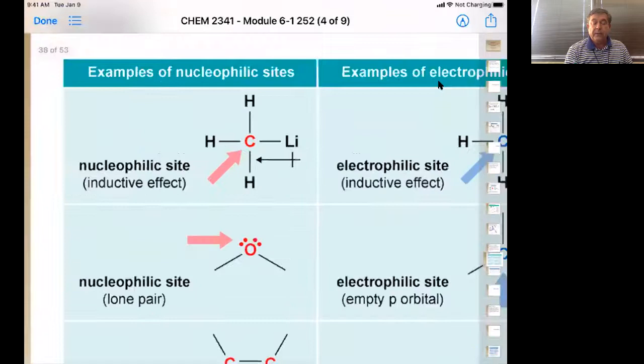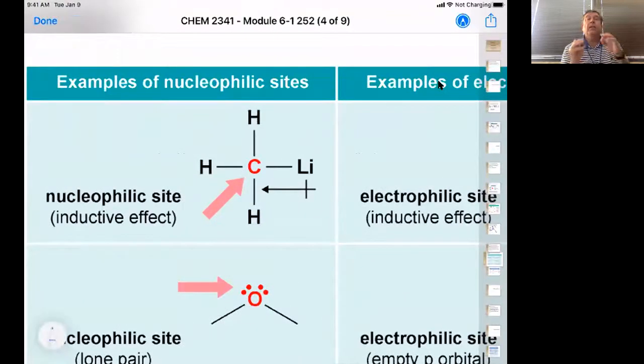Okay, so in the case of nucleophilic sites, we want to look for things that have more electron density or are having more of the electron density being dumped to it by a polar bond. In the case of this bond here, we have lithium and we have carbon. Carbon has a higher electronegativity than lithium does. Because of that, it's going to pull electron density away from the lithium, making it partially negative. So it is looking for positive charge because it has more electron density than a non-polar bond would have. So look for polar bonds. Which way is that polarity going?